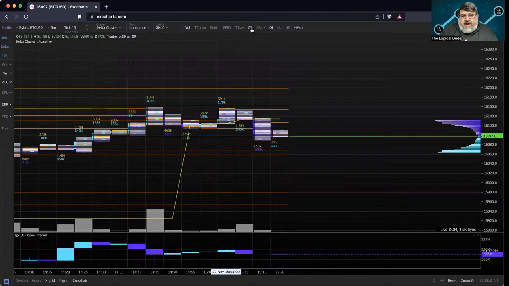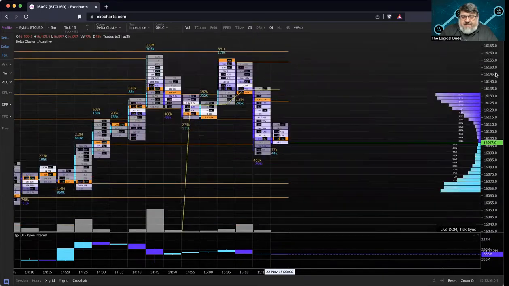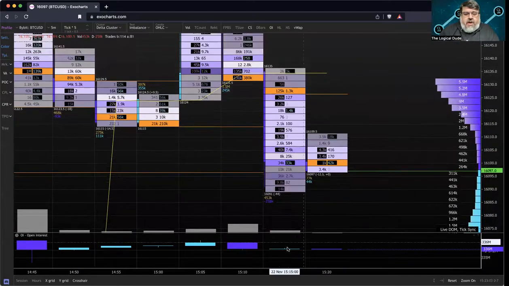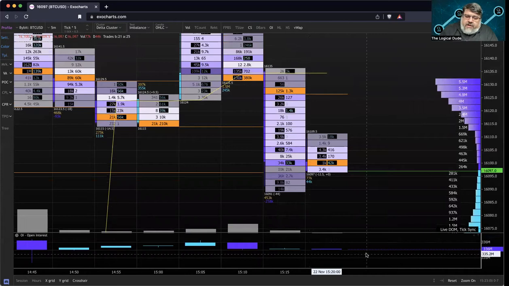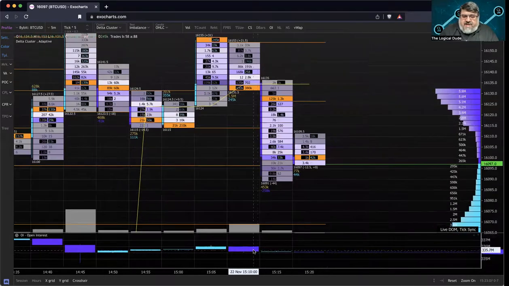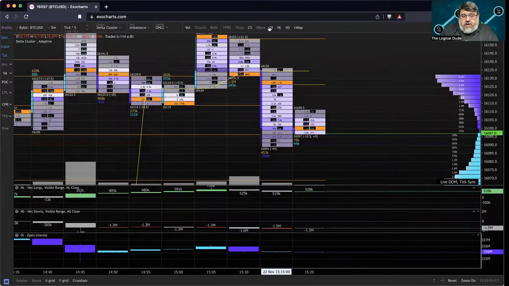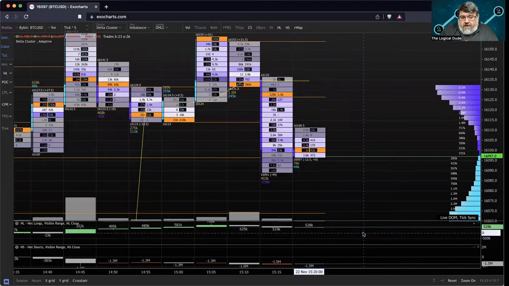You can also turn that on in the candle using the CS, and you can see a lot of that information. That's actually how I like to look at it. It's right there in the candle. Down here, I like looking at the open interest. What this does is show you the difference between longs and shorts. You can also look at net longs and net shorts and compare those.